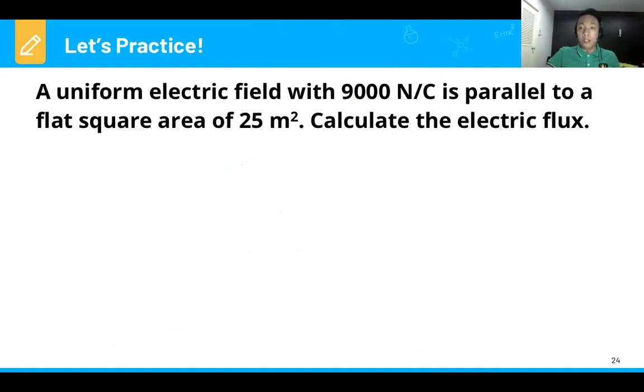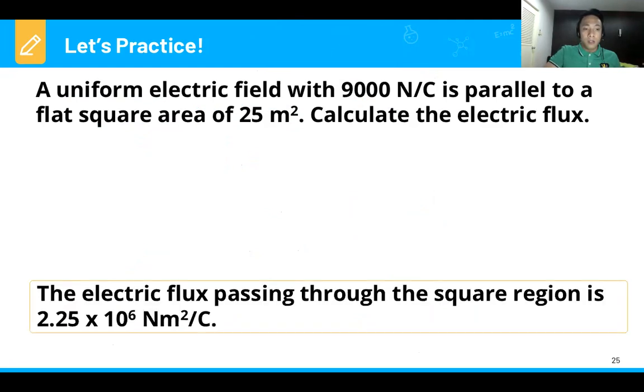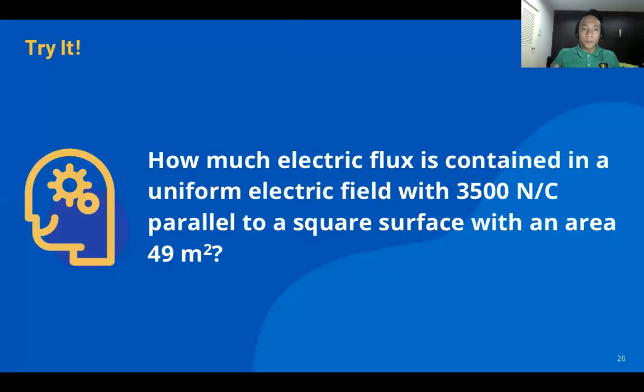Number 2, let's check first if we are correct: 2.25 times 10 raised to 6. Oh yeah, we are correct. The electric flux passing through the square region is 2.25 by 10 raised to 6 newton meter squared per coulomb. Okay, next. How much electric flux is contained in a uniform electric field?